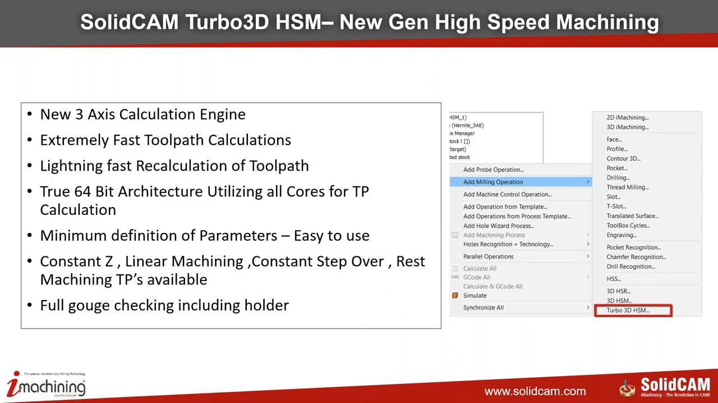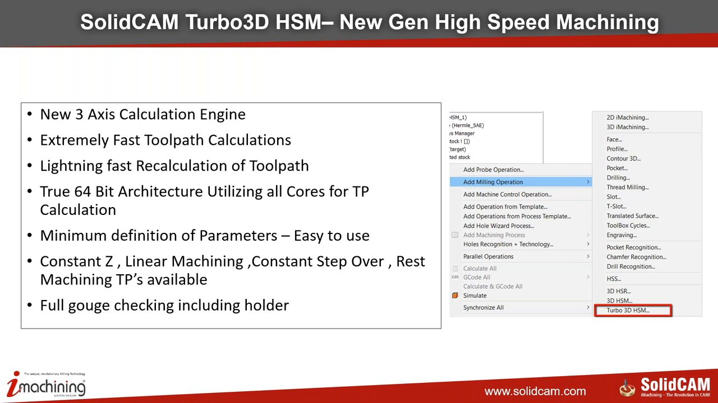In the finishing, we again have very fast toolpath calculations. We generally talk in seconds when we are doing calculations with the new generation functions, not the generic ones. The calculation is even faster. We have 64-bit architecture even in our finishing. Minimum definition of parameters, hardly 5 to 6 parameters that you need to enter. Everything else is automatically defined and designed by the software.